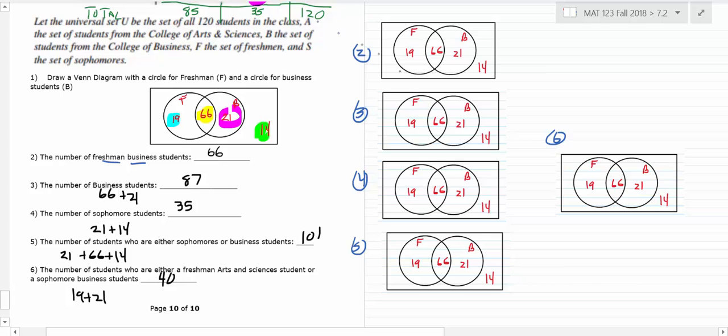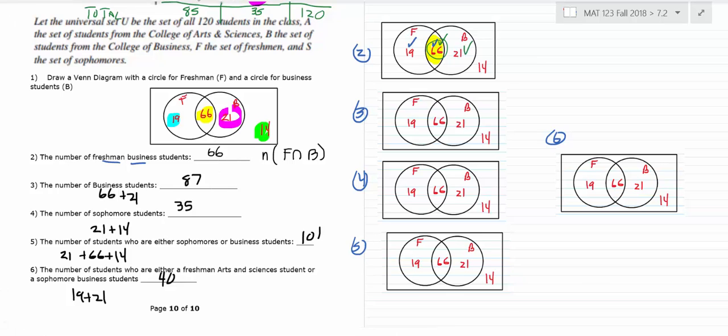So you're a freshman business student. This first one, you're a freshman. That means there and there. But at the same time, you're a business student. So you're that. That means that's just 66. So that is the intersection. This is modeled by the intersection of freshman business students. Okay, that's what that means. So that's 66.